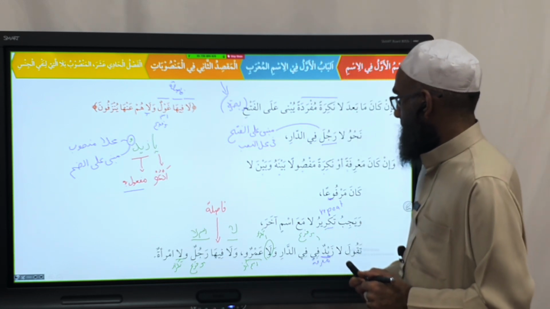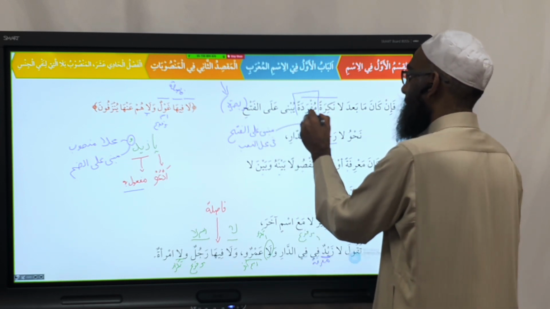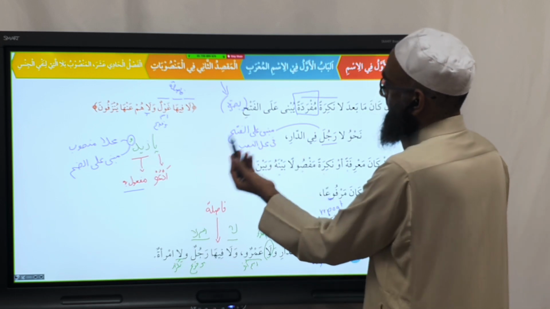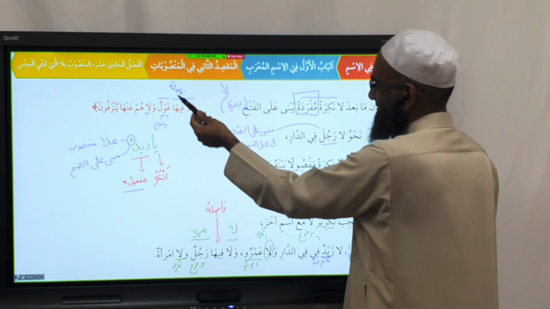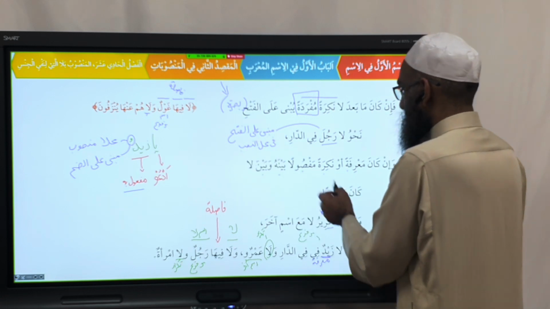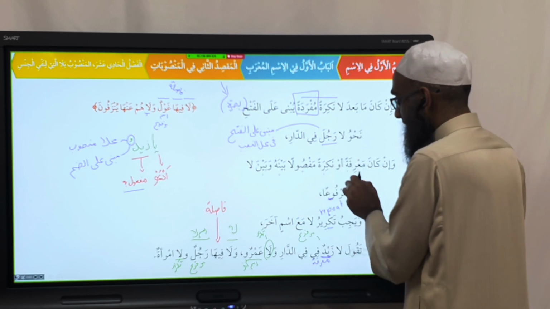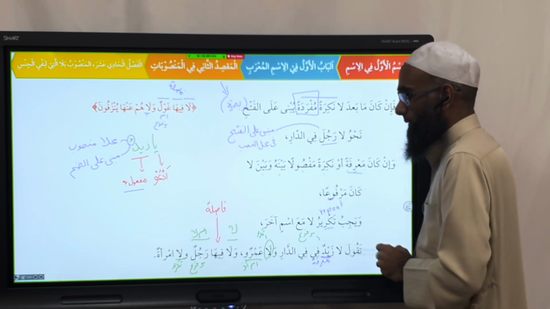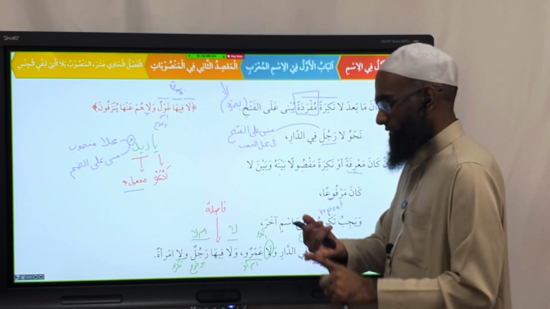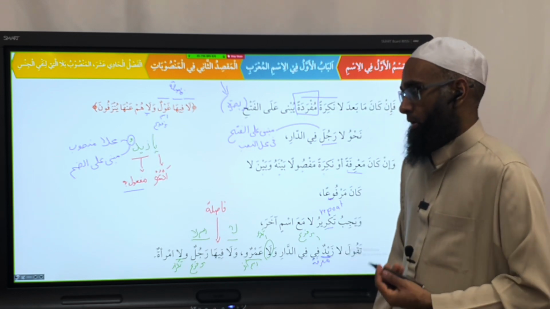Okay? So summary is, when it's mufrad on its own, then what happens? It's mabni al fath. That's the Basra way of saying it. But fi mahallin nasb. Okay? And that's a normal i'rab. And if you have nakira, if it's ma'rifah or nakira mafsula, then you have to do two things. You have to make it marfu' and you have to repeat the la with another ism. Okay?